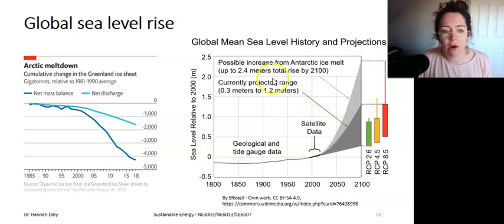The current projected range of sea level rise in this century up to 2100 is between 30 to 120 centimeters, depending on sensitivity and things like that. So there's quite a high range of uncertainty, but we know for certain that the rise is happening and it will continue to happen. There's also the possibility that if there's an increased melt from the Antarctic ice sheet, up to 2.4 meters of total rise by 2100 is possible.